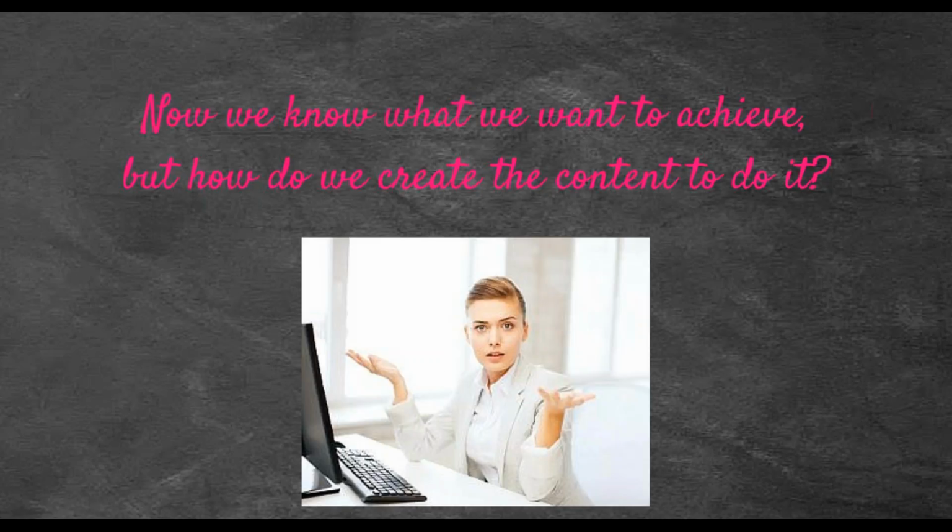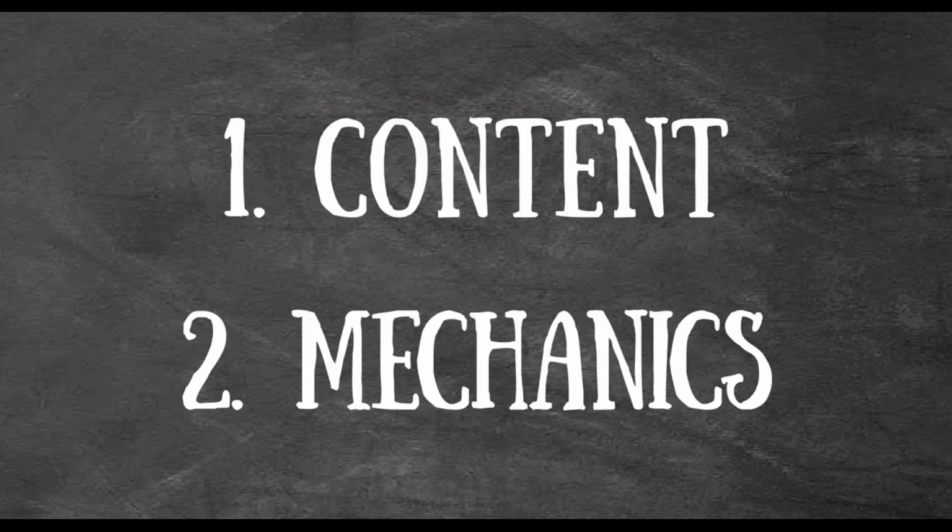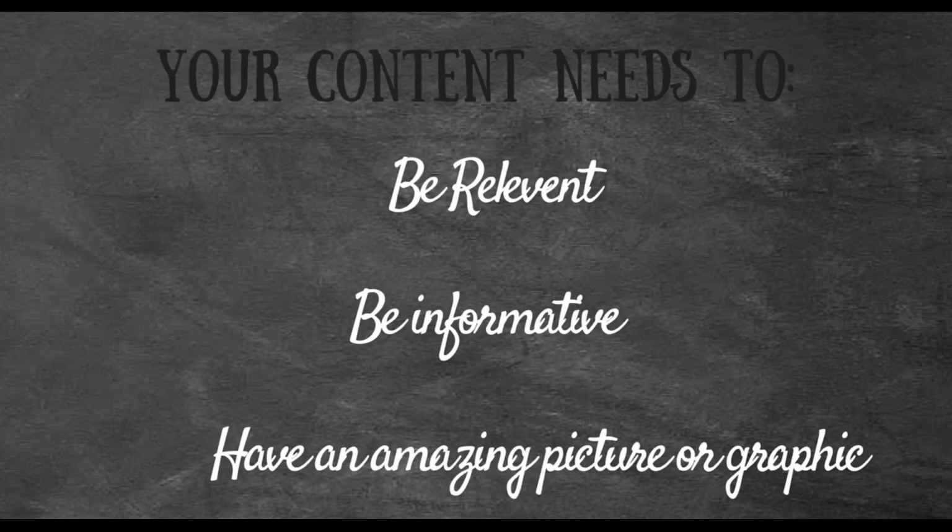So now, once you decide what you want to achieve, how do you create all that content? How do you get the images? How do you do all the things to make sure you're moving towards achieving that? In content, you really have 2 parts. One is the actual content itself, what you're writing, your images, things like that. And 2 is the mechanics of how that works.